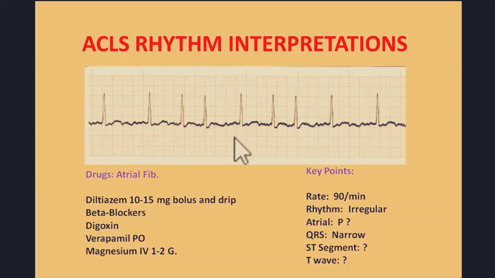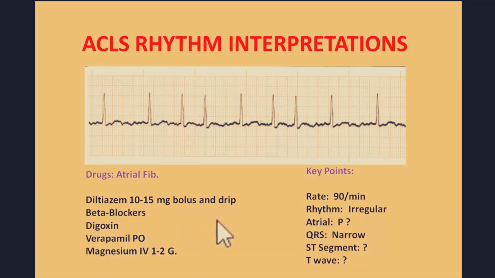So we can start off with drugs that reduce the rate in an acute situation, and the most commonly used drugs are, of course, diltiazem, 10 to 15 milligram bolus followed by a drip. We can also give a beta blocker such as Lopressor intravenously. In an acute situation, digoxin also works fairly well.